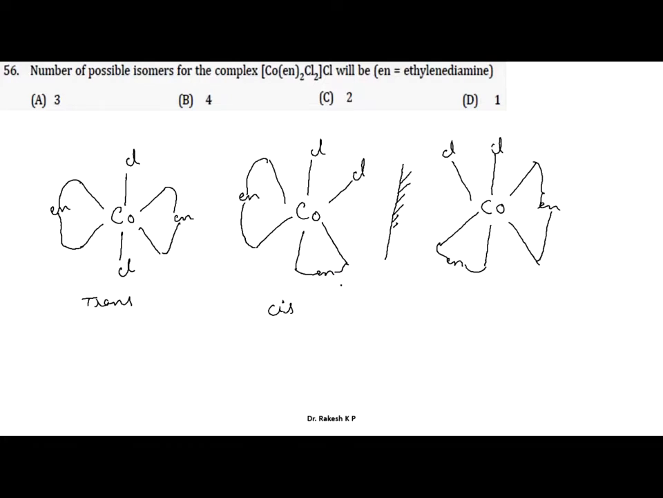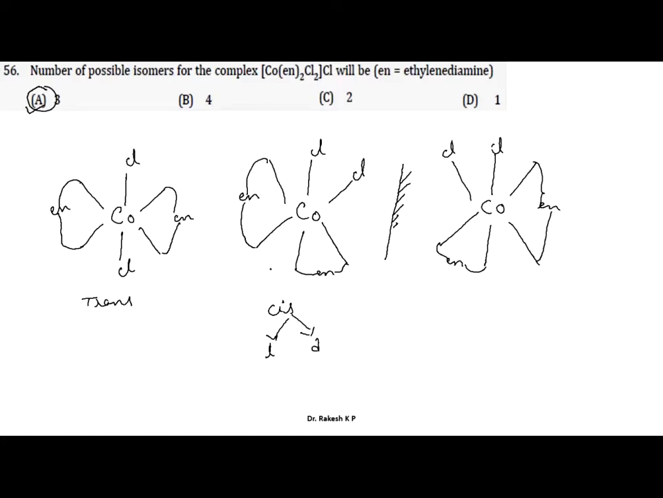Okay, so this is the cis here, but among the cis we can identify the levo as well as the dextro. So one thing is we can identify the trans, and the next thing is the cis. In the cis, we can identify the D and the L. So totally we can identify three isomers. The option is A.